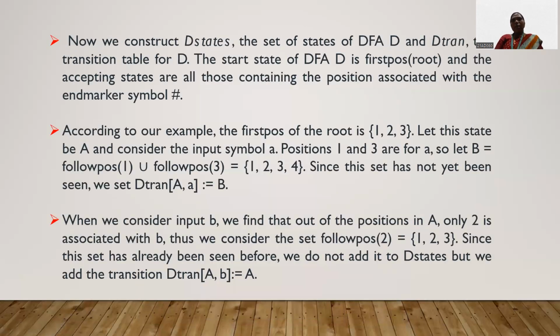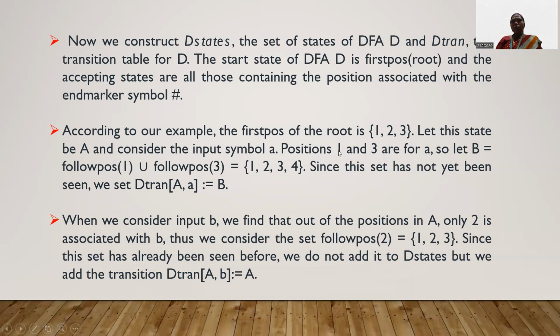Now we are supposed to construct the D states, the set of states of the DFA D, and DTran, the transition table for D. The start state of this DFA D is the first pose of the root. The accepting states are those containing the position associated with the end marker symbol hash. According to our example, the first pose of the root is 1, 2, 3. Now let this state be A. Consider the input symbol small a.